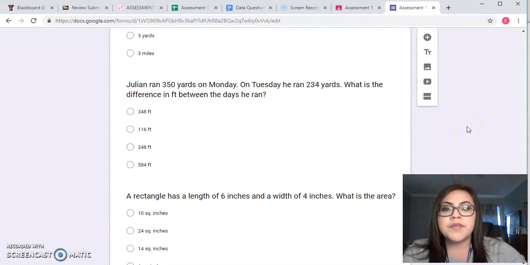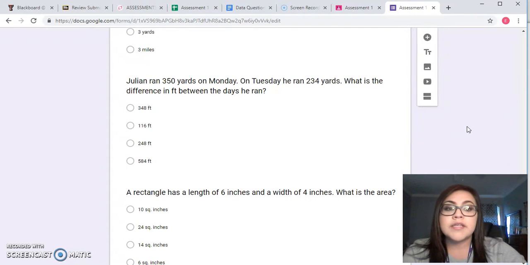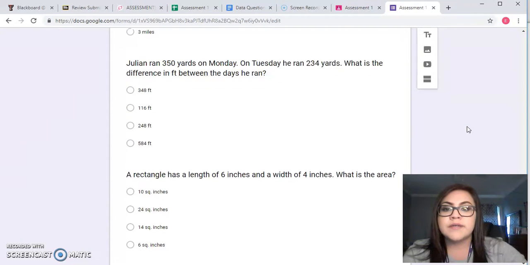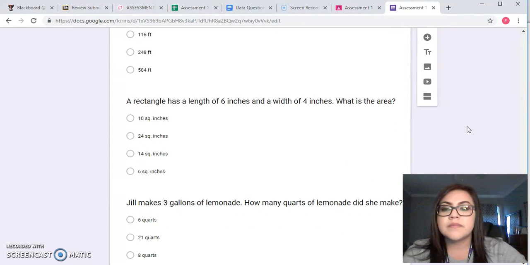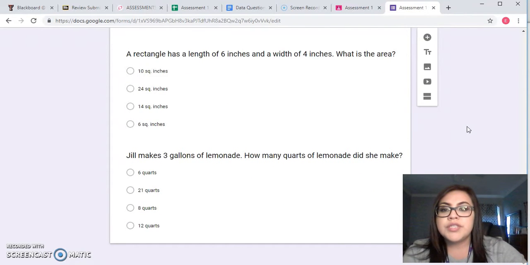Julian ran 350 yards on Monday. On Tuesday, he ran 234 yards. What is the difference in feet between the days he ran? So they had to convert. We also did conversion: they had to convert yards to feet and then find the difference. So it's a little bit more challenging rather than just the simple what is a perimeter. A rectangle has a length of 6 inches and a width of 4 inches. What is the area? Jill makes 3 gallons of lemonade. How many quarts of lemonade did she make?